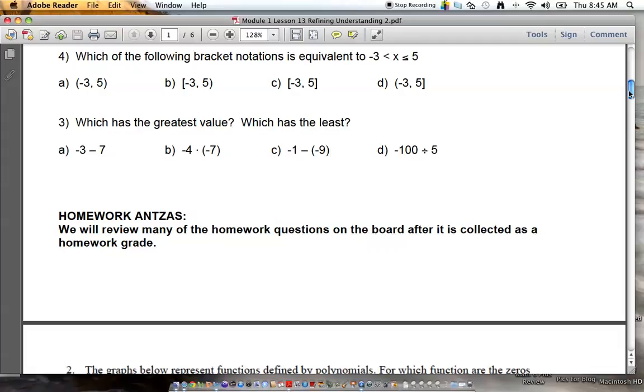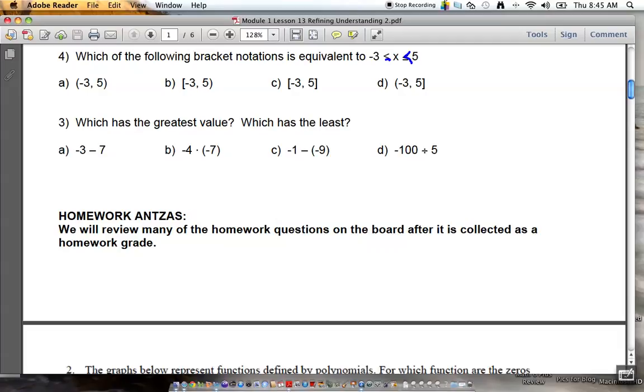Okay, which of the following bracket notations is equivalent to -3 less than or equal to x there? We got choice D, right? If I put a little line underneath here, which choice would it be? C, right? Wait, we don't have that. Oh, what do you have? It's the opposite. Switch them. So this is this, and this is that. Yeah. Okay, so which choice would that be? B it is, good.